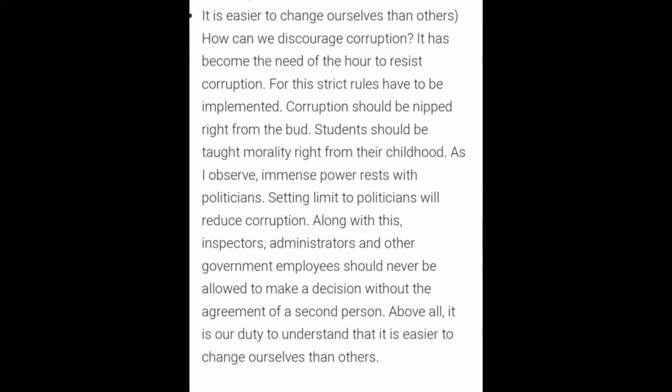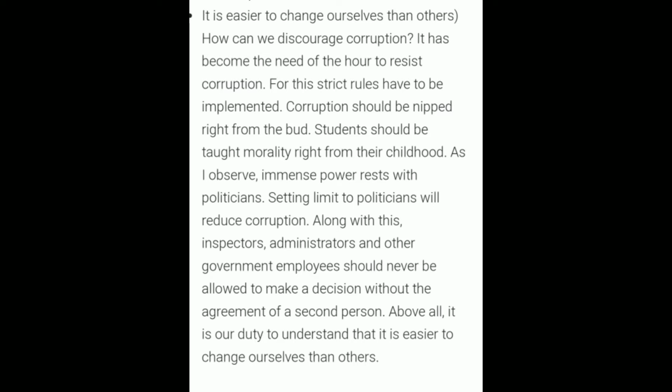Next, how can we discourage corruption? It has become the need of the hour to resist corruption. For this, strict rules have to be implemented. Corruption should be nipped right from the bud. Students should be taught morality right from childhood.